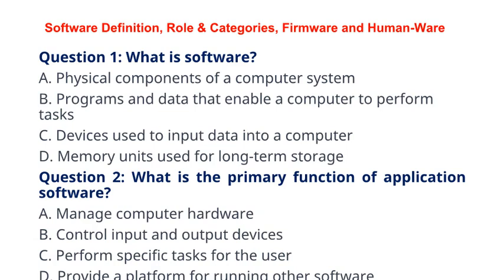A. Manage computer hardware. B. Control input and output devices. C. Perform specific tasks for the user. D. Provide a platform for running other software. The correct answer to question 2 is option C. Perform specific tasks for the user. Explanation: application software performs specific tasks for the user, such as word processing, spreadsheets, or graphic design.